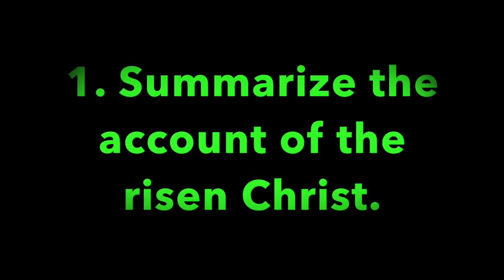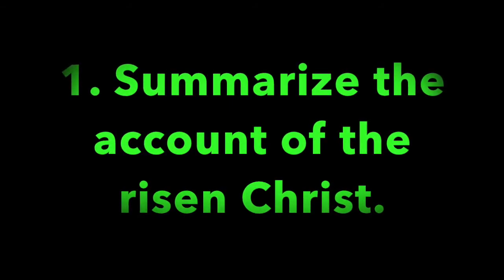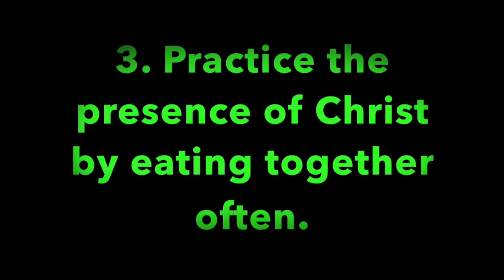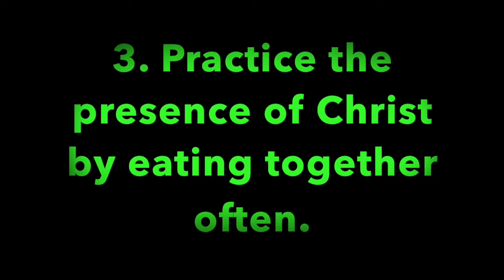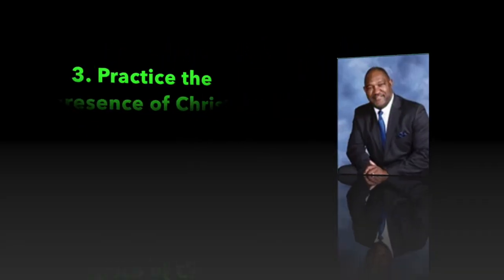The aims of the lesson today from the Adult Quarterly are, number one, to summarize the account of the risen Christ's appearance to seven disciples on the shore of the Sea of Galilee. Number two, affirm the symbolic and real presence of Christ in our communal meals. And number three, practice the presence of Christ by eating together often. We're going to spend a little time talking about that as we discuss the lesson about those aims.